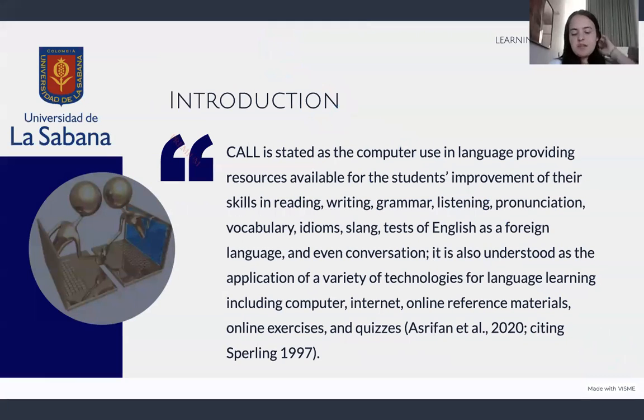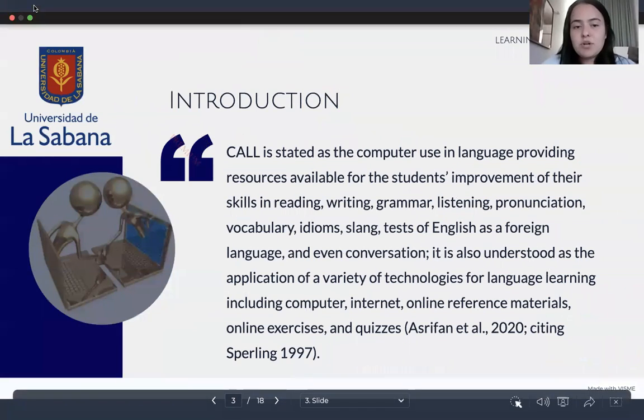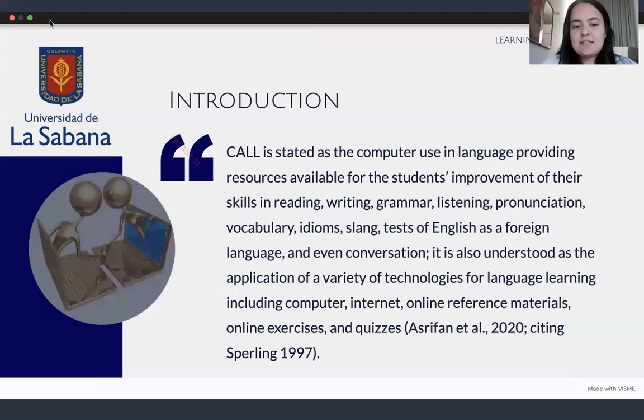Okay, thank you, Fabian. So now let's talk about some of the concepts that are important in this study. The first one is computer-assisted language learning. As Rifan et al. 2020, citing Sperling 1997, define CALL as the computer use in language providing resources available for the students' improvement of their English language skills. It could include computers, internet, online references, materials, online exercises, etc.